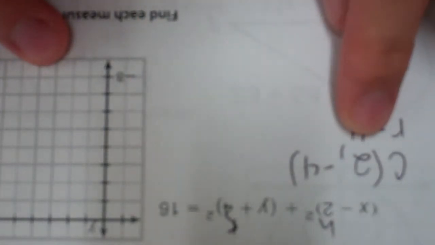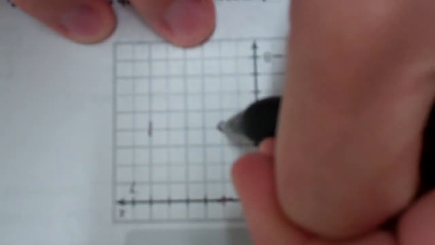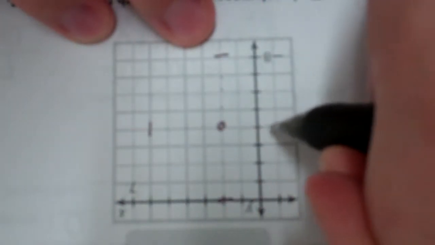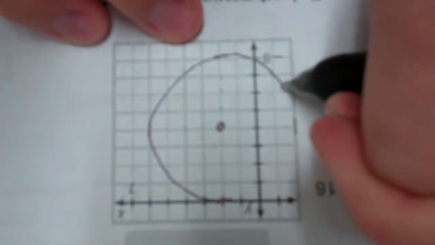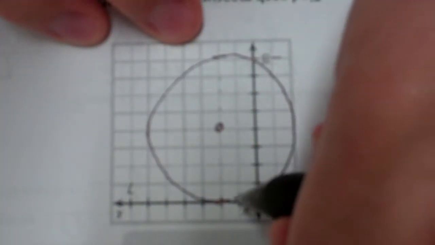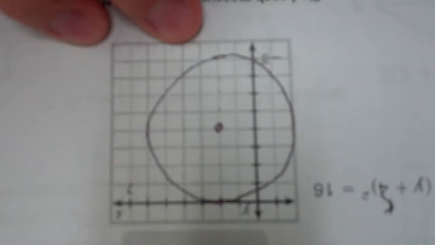So the center's at 2, -4, so I'm going to go over here, 1, 2, down 4, 1, 2, 3, 4, put my dot. And then the radius is going to be 4, so from here I'm going to go 4 all the way around. There's 4. 1, 2, 3, 4, 4 from the center. 1, 2, 3, 4. After that, I'm going to connect all my lines. And there's my circle. Very pretty, I know.